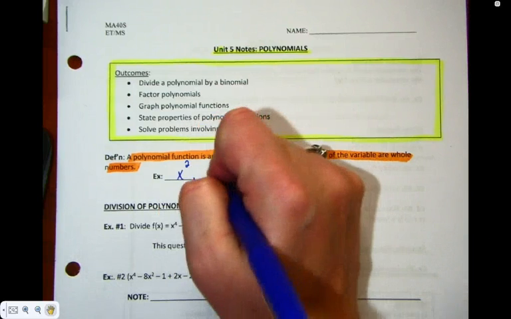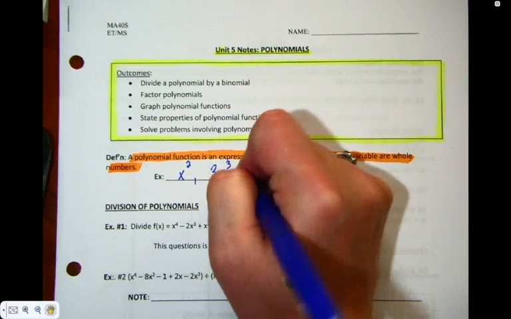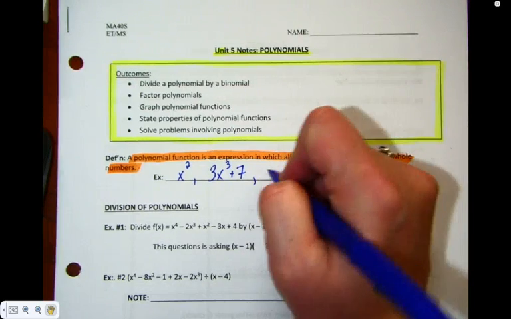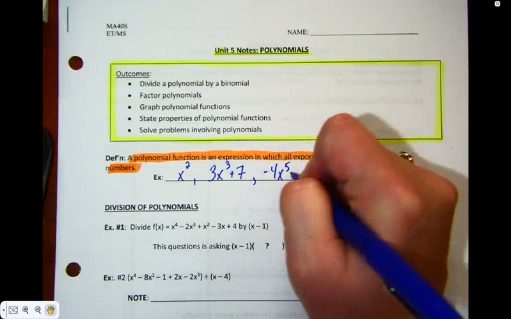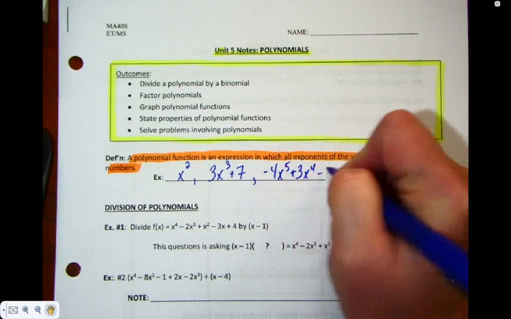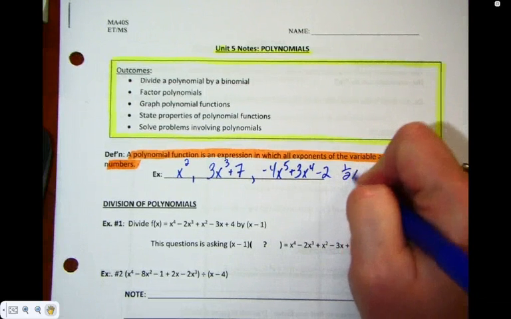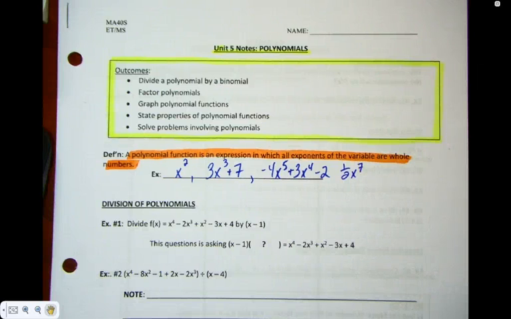An example could be 3x cubed plus 7. Again, what makes it a polynomial is that the 3 is with the x and it's not a fraction. We could have negative 4x to the 5 plus 3x to the 4 minus 2, for example. It's not saying the coefficients can't be fractions, so we could have 1/2 x to the 7. It's just saying the exponents can't be fractions.